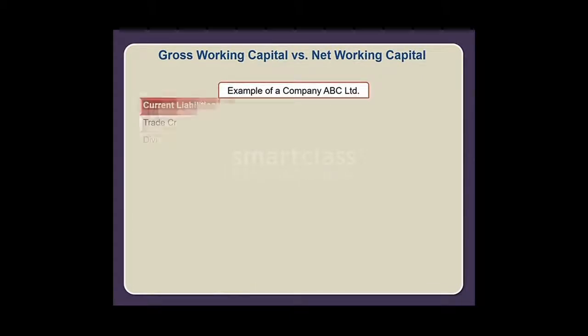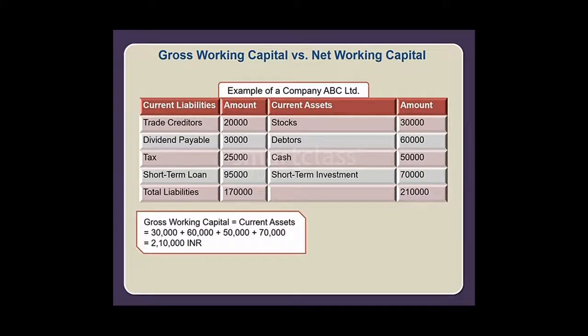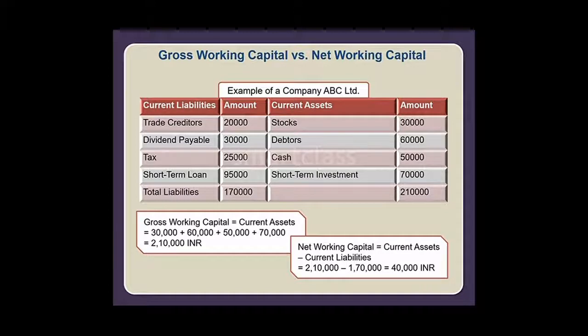Gross working capital versus net working capital. Let us take a look at an example of a company, ABC Limited, that has the following current assets and liabilities at the end of the financial year. Here, the gross working capital is the total of all the current assets, that is 2,10,000. The net working capital will be rupees 40,000. That's the difference between current assets of 2,10,000 Indian rupees against total current liabilities of 1,70,000 Indian rupees.